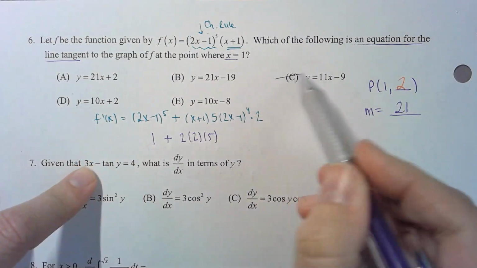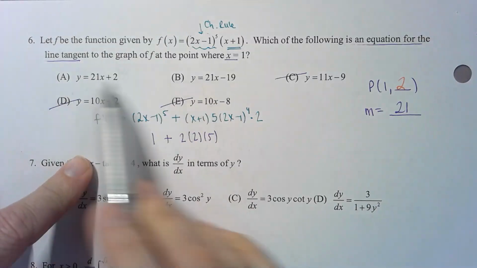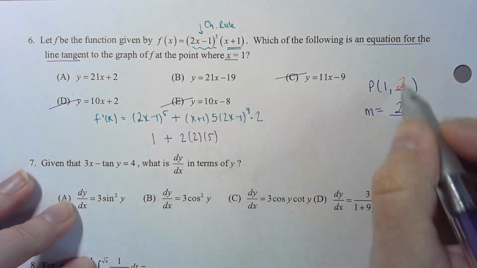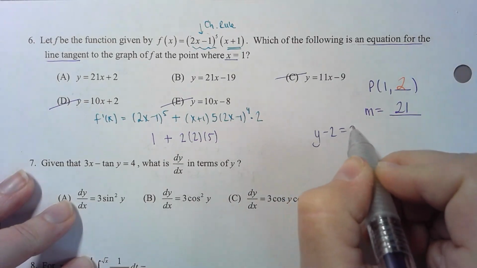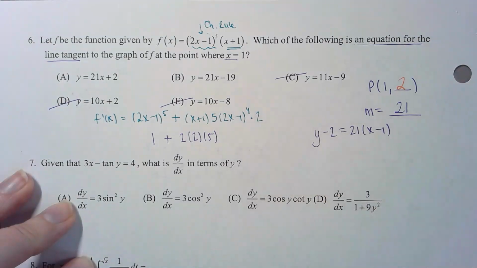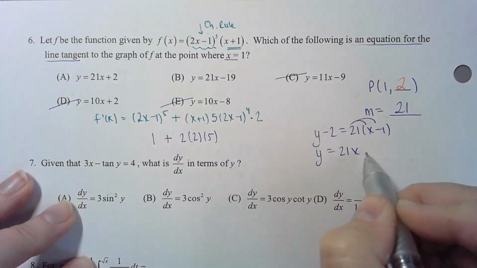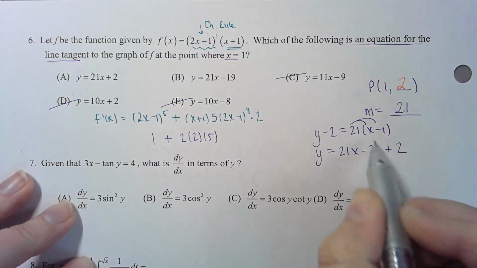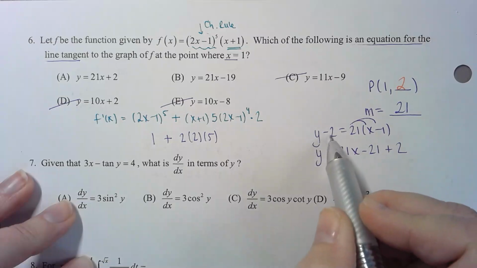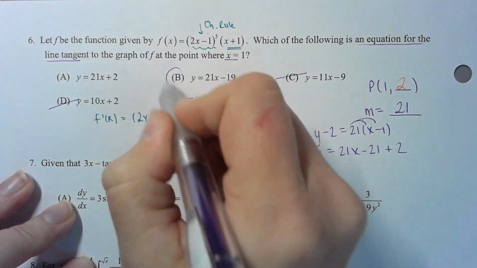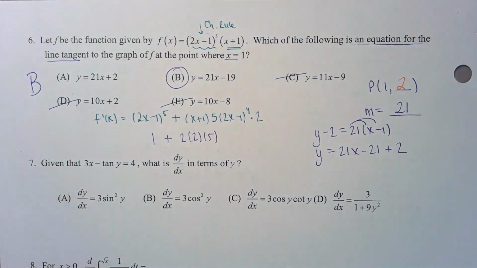So that's going to rule out these three, right? Because we're looking at y equals mx plus b. So when I write my line, I'm going to start with point slope form, and then I'm going to clean it up. So I distributed my 21, and I'm going to move the 2 to the other side, which is where my minus 19 comes from. Good.